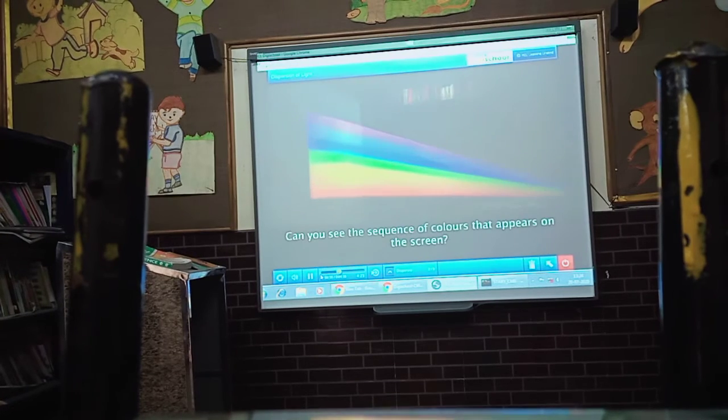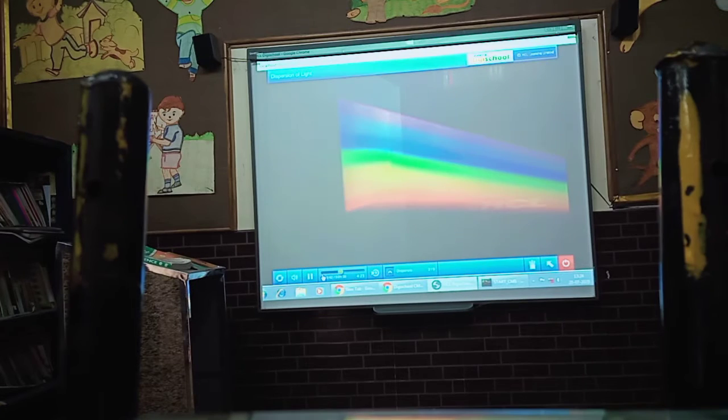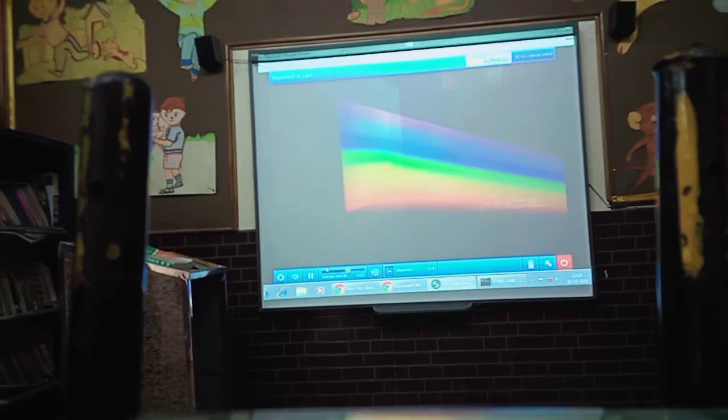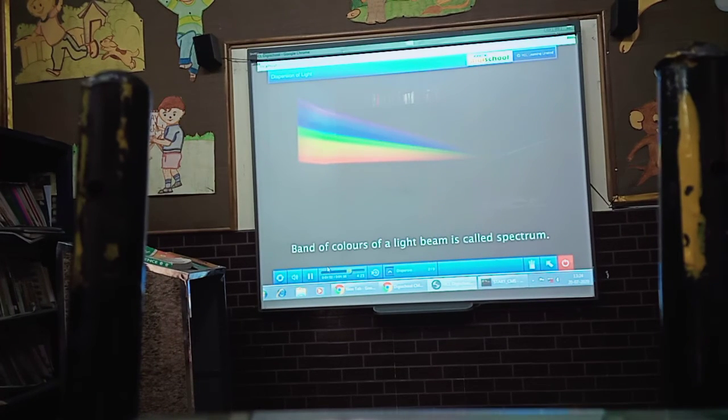Can you see the sequence of colors that appears on the screen? The sequence of colors is violet, indigo, blue, green, yellow, orange and red. The acronym VIBGYOR helps us to remember the sequence of colors. The band of colors of a light beam is called a spectrum.